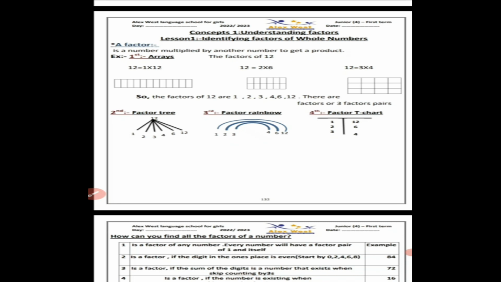What's the meaning of a factor? A factor is a number multiplied by another number to get a product.